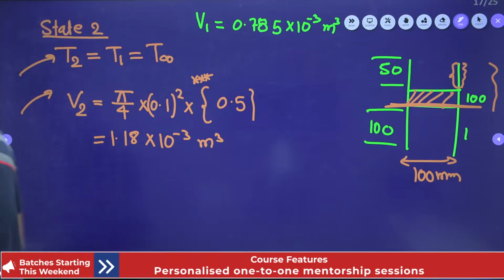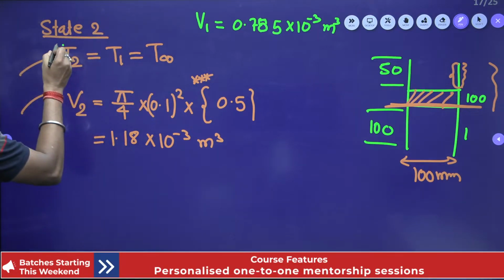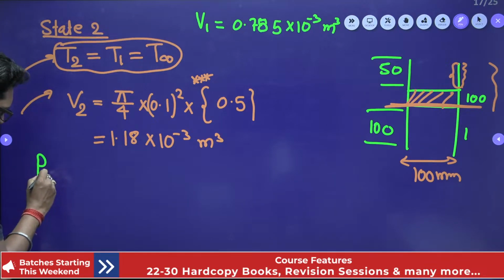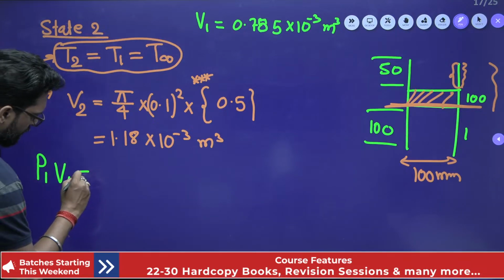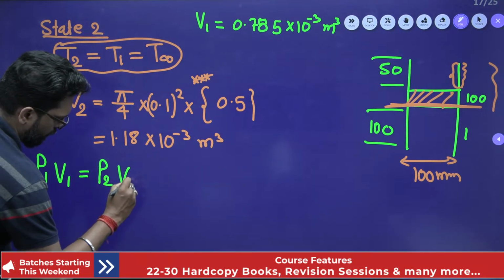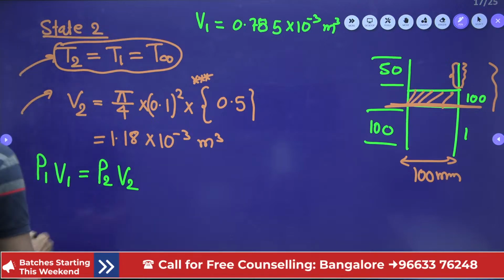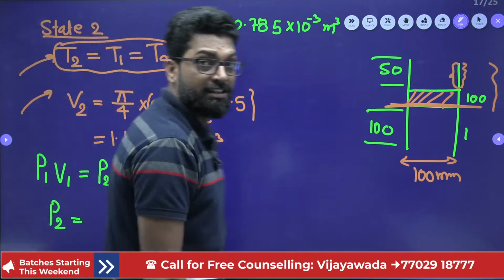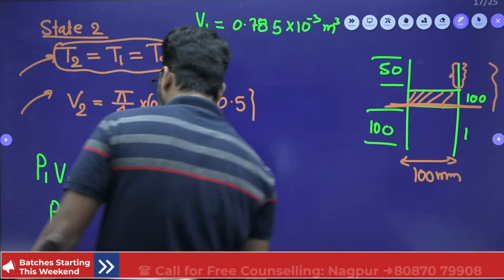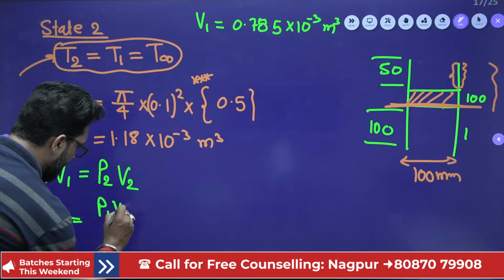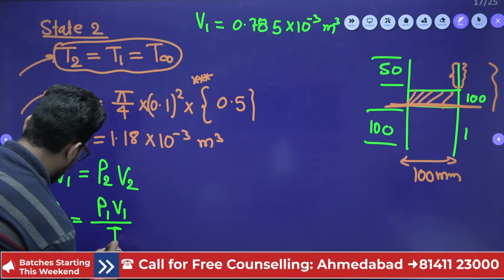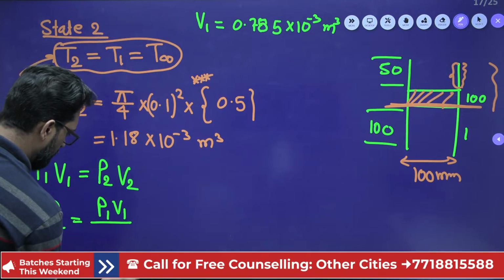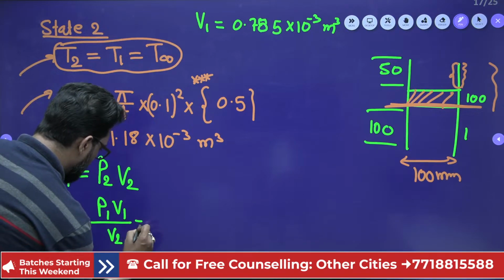Now, initial temperature and final temperature are the same. So P1 V1 is equal to P2 V2, same temperature. So what is P2, the final pressure? This is very important, because we have to check what the final condition of the pressure is. P2 is P1 V1 by V2. Put all these values in.